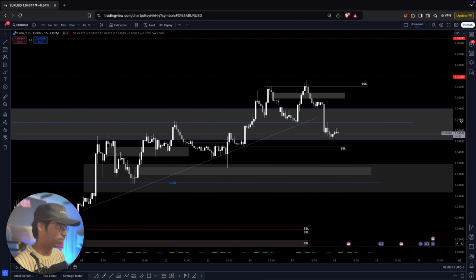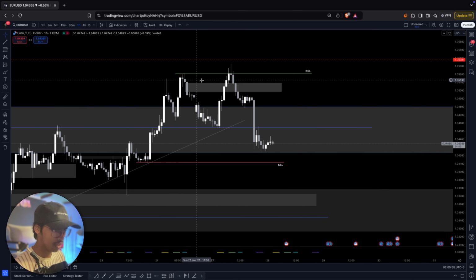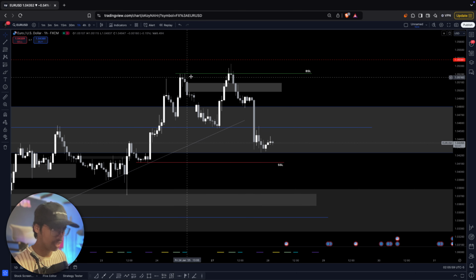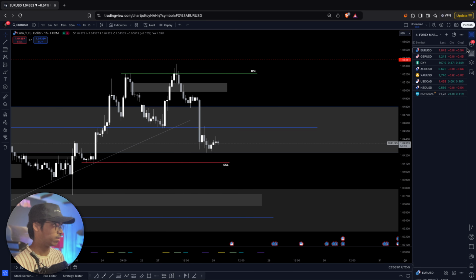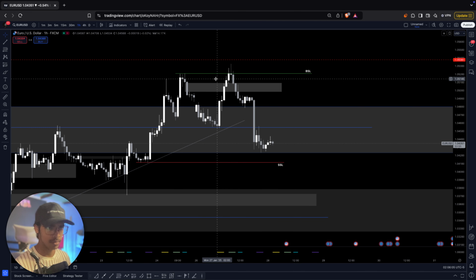And let's see if there is any SMT between this high and this high. Let me just keep the USD in the middle. First of all, let's try to find an SMT between USD and GBPUSD.